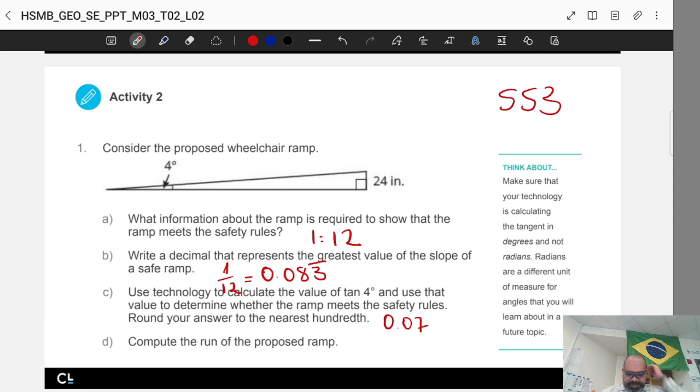Now, let's go next. Compute the run of the proposed ramp. Okay, how do we do that? In the calculator, tangent of 4 degrees equals 24 divided by x. You find this number here, 0.07 equals 24 divided by x. So x equals 343.22. Okay, that's the way to solve this thing here.